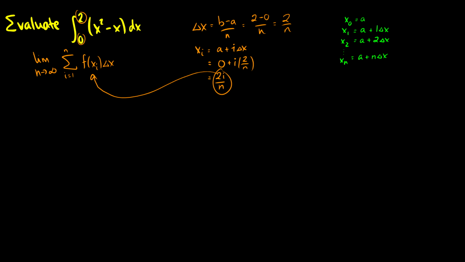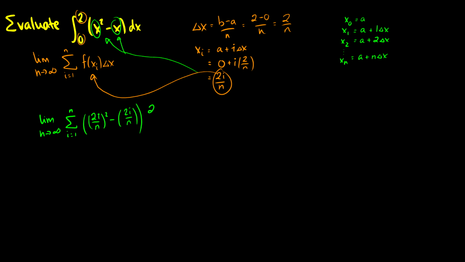So let's do this. We take the limit as n goes to infinity of the sum from i equals 1 to n of f of xi. So what we do is we plug this 2i over n into our x squared and into our x. So this will be (2i over n) squared minus 2i over n, and then we multiply the whole thing by delta x, which is just 2 over n.